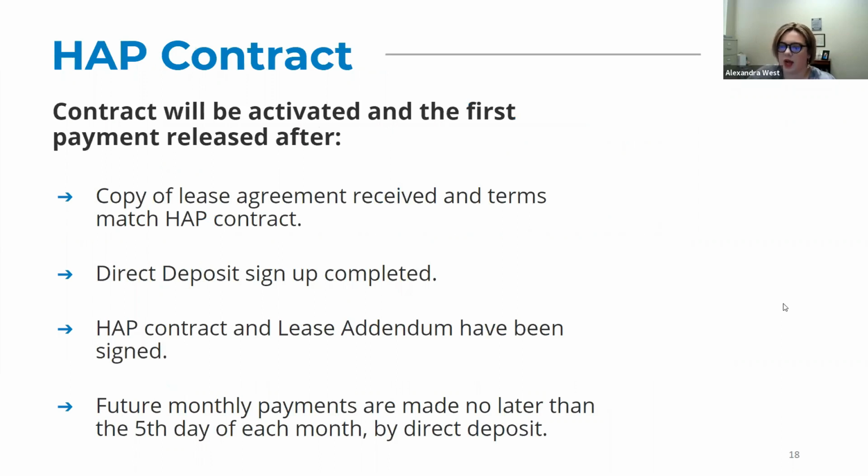The HAP contract will be activated and payment will be made once a copy of the lease agreement is submitted, the direct deposit forms have been completed, and the HAP contract and lease addendum have been signed. Then payments are made on the first of the month, no later than the 5th day of each month via direct deposit.